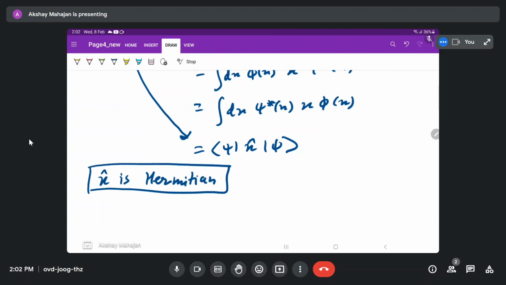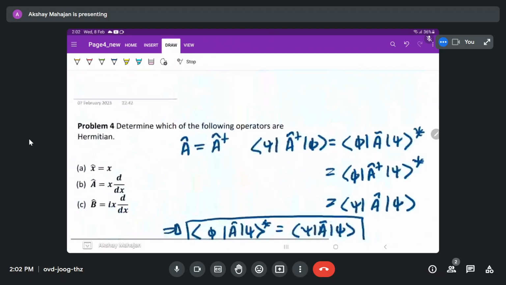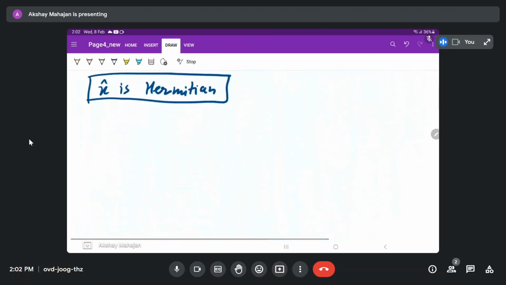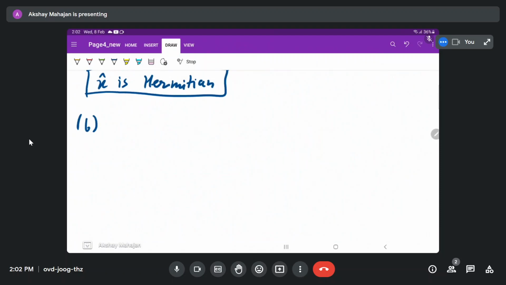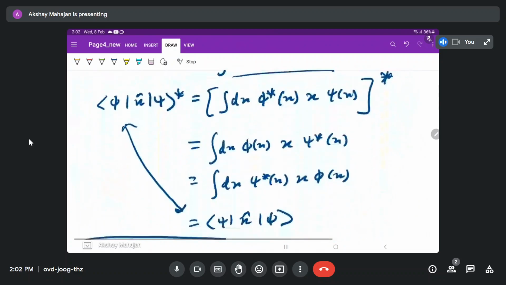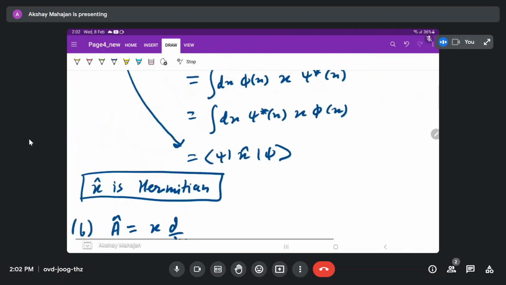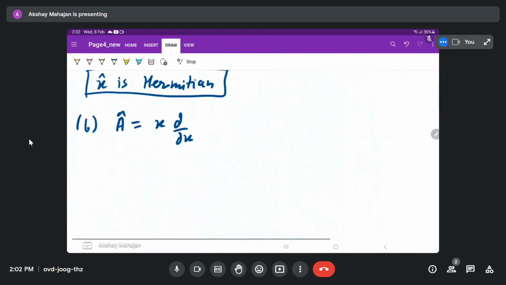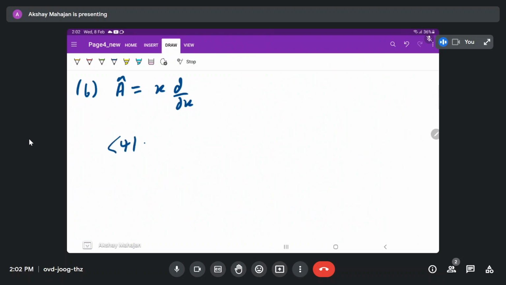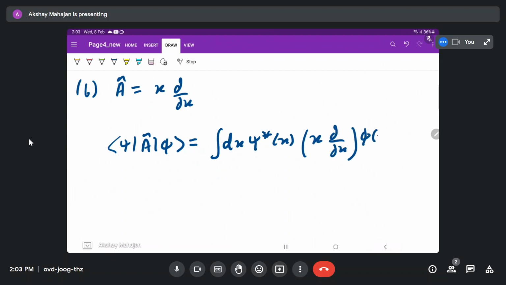Or our operator x cap is Hermitian. Now let's go to our second problem, which is for this B1. B, I am taking an A cap operator, which is equal to x times del by del x, d by dx. Okay. So I will again write the same psi A cap phi, which will be integral dx times psi star of x, A cap is x del by del x times phi, which is phi of x.